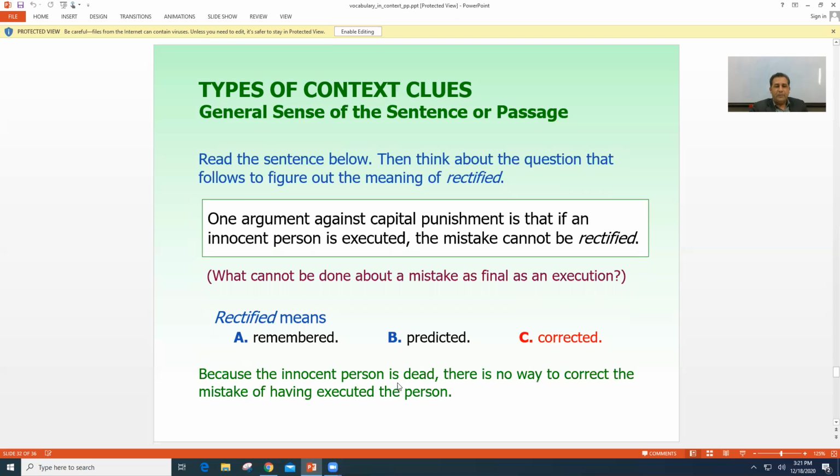Now, because the innocent person is dead, when the innocent person is hanged till death, is given capital punishment, do you think the mistake cannot be remembered, cannot be predicted, cannot be corrected? Of course, cannot be corrected. Why? Because the innocent person is already dead, he's gone. So there is no way to correct the mistake of having executed the person. So the context, the general sense of the sentence, has helped us to figure out the meaning.